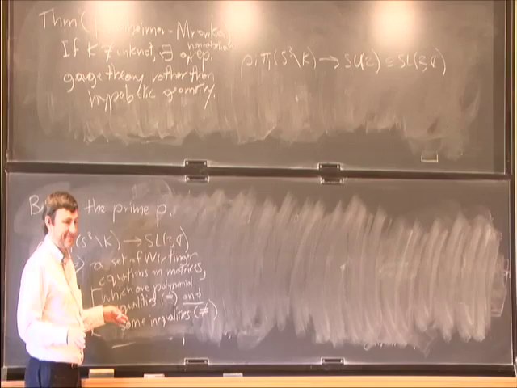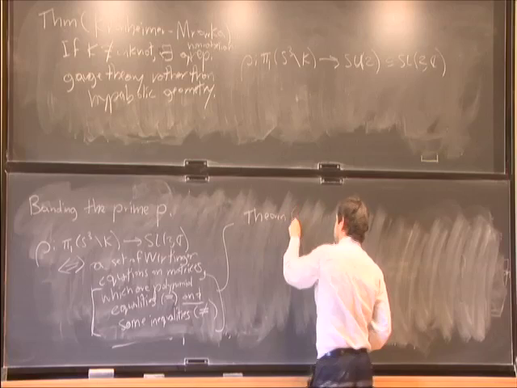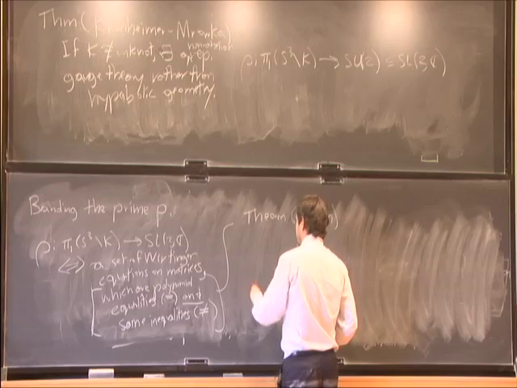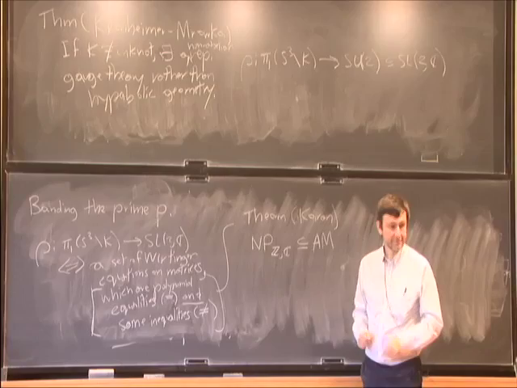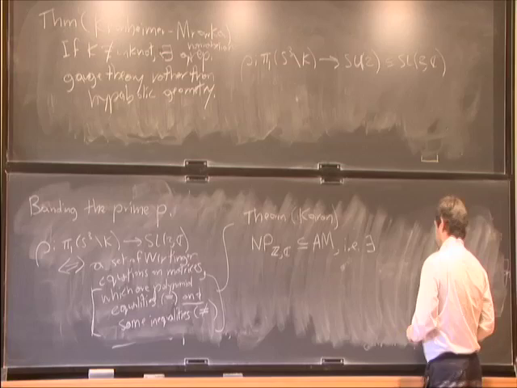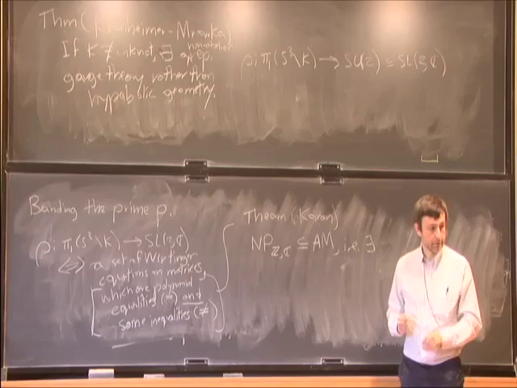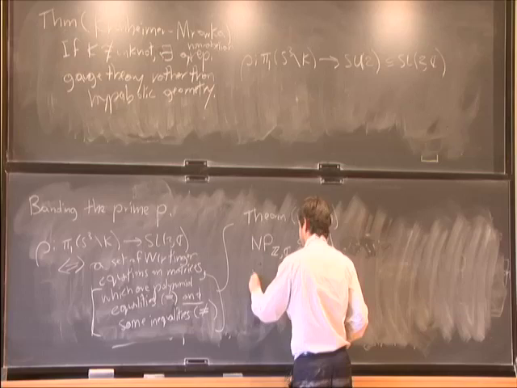And then there's a theorem of Koiran, which can be stated this way: NP over Z in C is contained in AM. That's one way to state the theorem. I'll define the left side, NPZC.